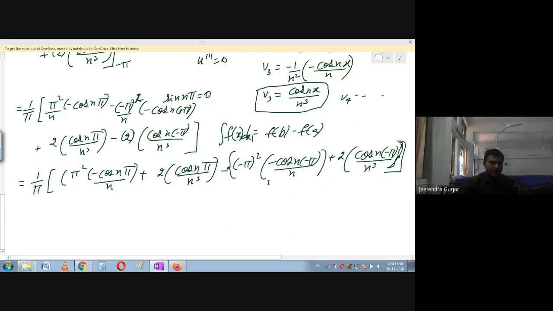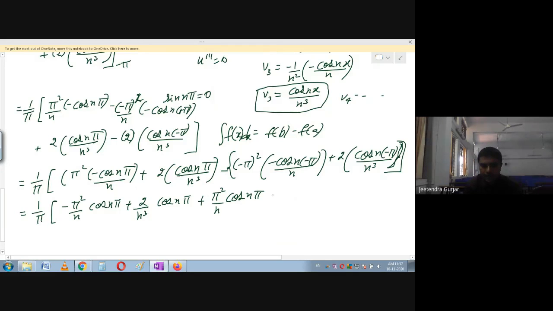Okay, I can just simplify this, friends. You can see this is equal to 1 upon pi. I can take here, okay, I can see minus I am going to take outside. Minus pi square upon n cos n pi. Here you can say, yes, it is only plus 2 upon n cube. This is going to become cos n pi. Here we have minus, and minus pi square will become plus pi square. Plus pi square. Here we have again minus. Minus into minus will be plus. So cos n minus pi is again cos n pi. It is a positive value.